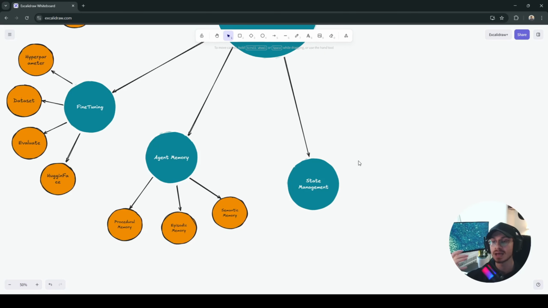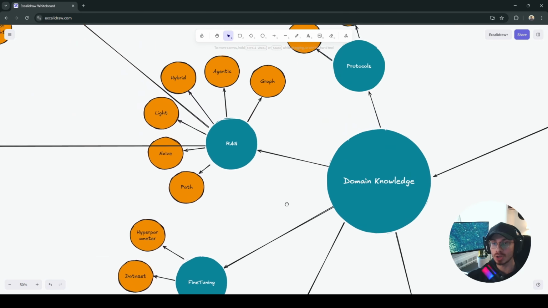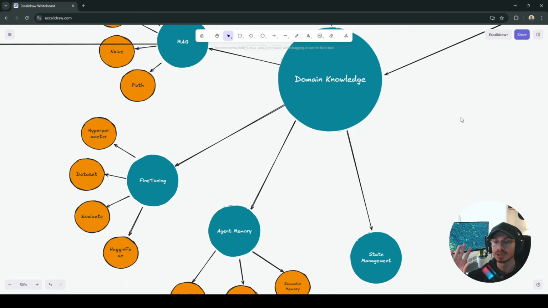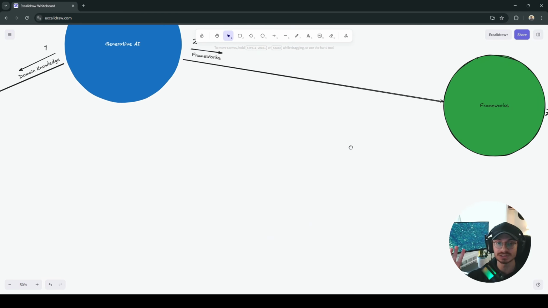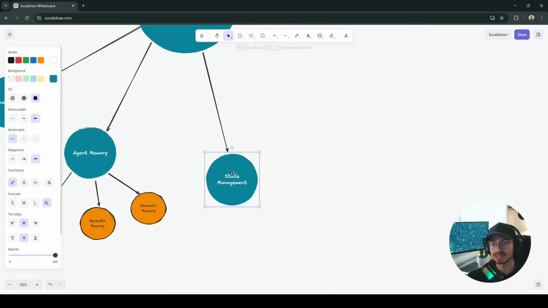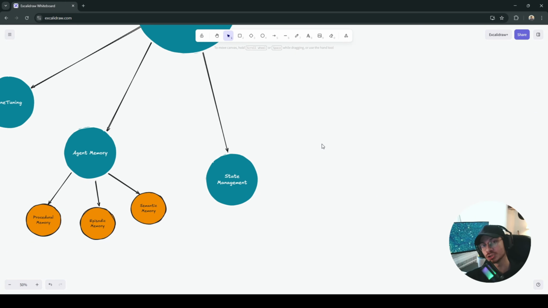So I suggest that after learning all these things that I mentioned, start working on the frameworks and then go back to the state management and learn how to manage the state for that specific framework.